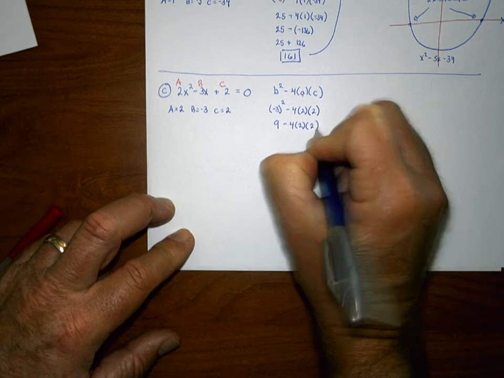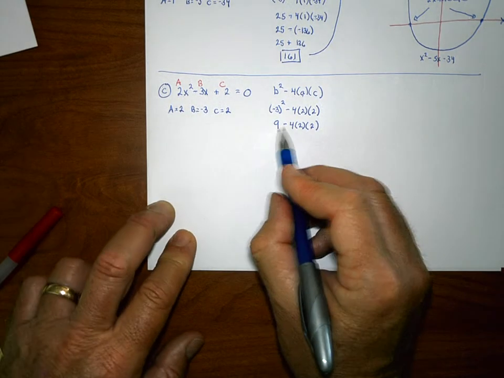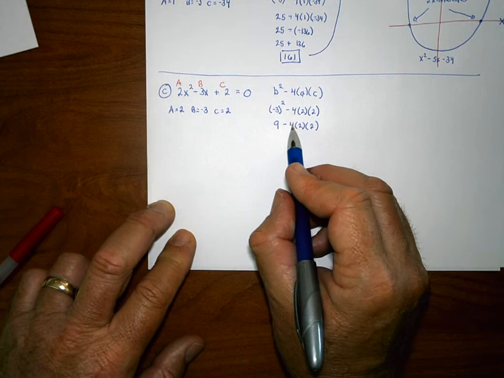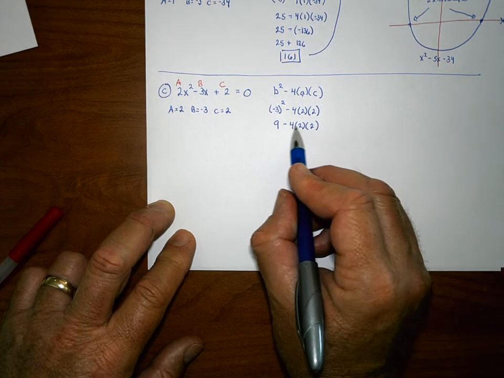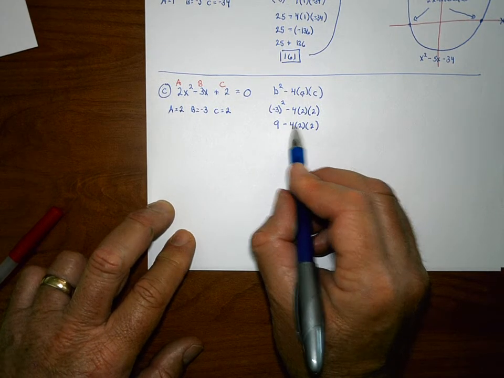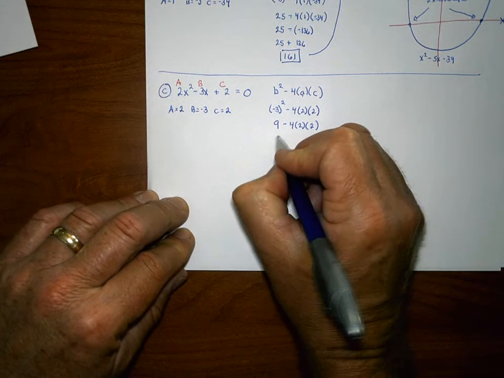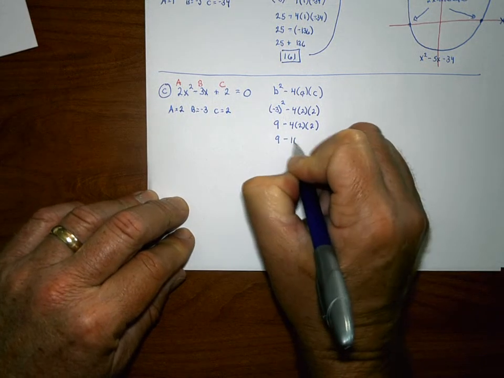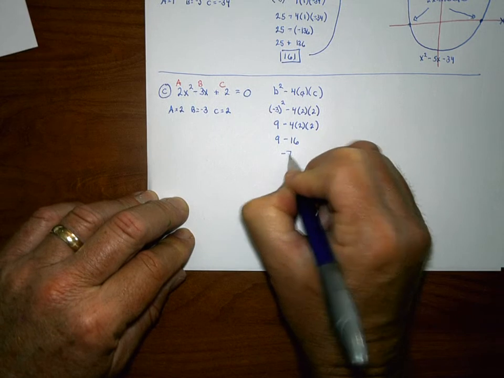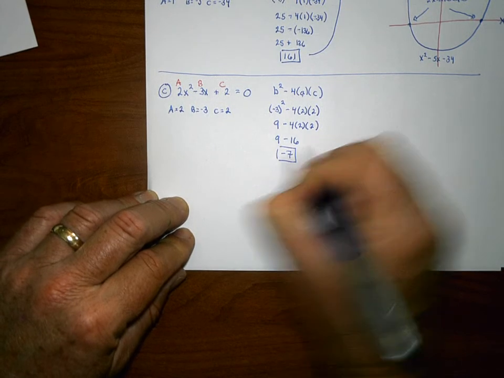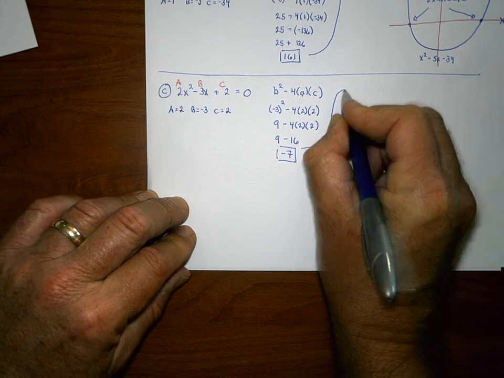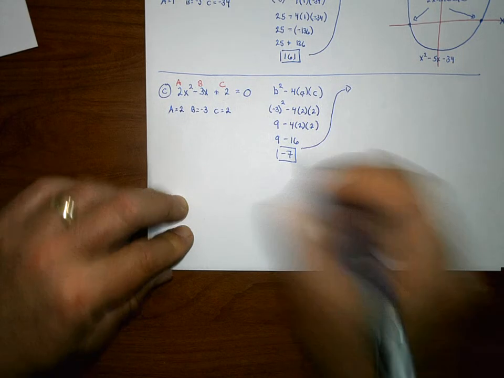Once again, I've warned you, do not go 9 minus 4. You have to multiply these numbers out. The order of operations says multiply first, so 4 times 2 is 8. 8 times 2 is 16. So now my discriminant becomes 9 minus 16, which is negative 7. Okay, so in this third example, example C, my discriminant turns out to be negative 7.